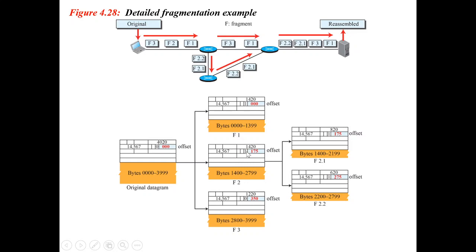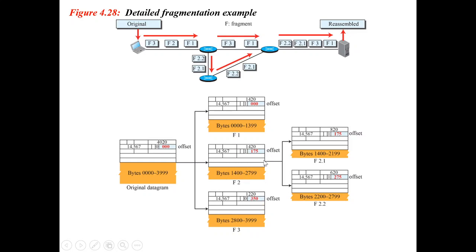Now the second fragment indicates M as 1, so this is also not the last fragment. The bytes here are from 1400 to 2799. So the offset value is calculated as 1400 divided by 8, that is 175. As M is 1, this is not the last fragment, so there is one more fragment. In this fragment the M value is 0, which means this is the last fragment, and the offset value is 2800 divided by 8, that is 350.